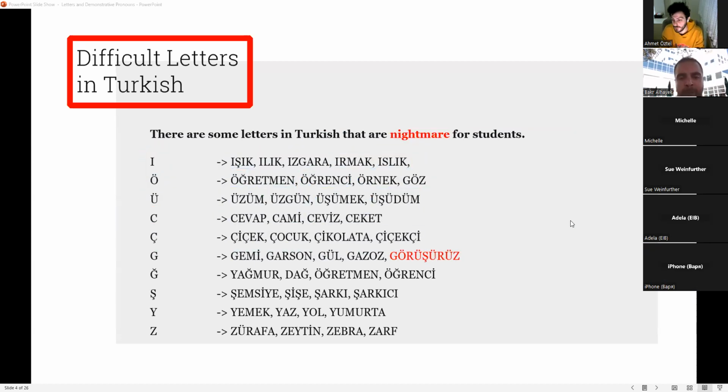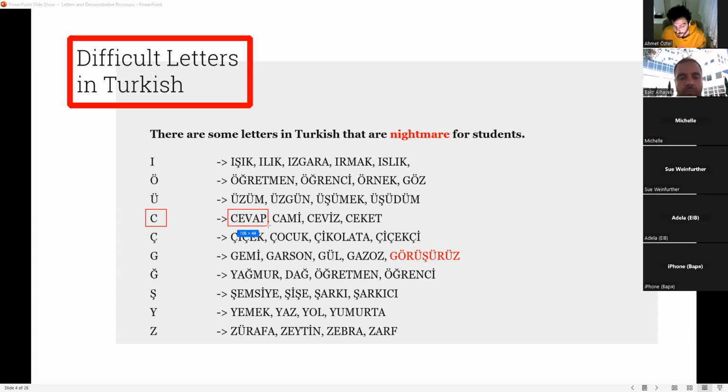And then we also have some consonants that are a little bit difficult compared to other languages. The first one is going to be C. The reason I put this in this list is because in other languages, this letter has different pronunciations. Sometimes you hear it as K, sometimes as S. Even in English, you can hear it as "sh." But in Turkish, it only has one pronunciation, and it's always going to be J.